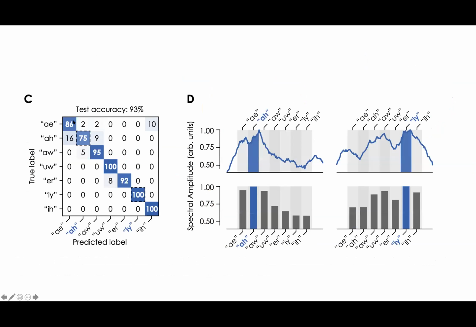And here are the results. We have 7 categories, and this is the true label. This is the predicted label. So basically, the test accuracy is 93%. Yeah, that's it. And here I show 2 examples.